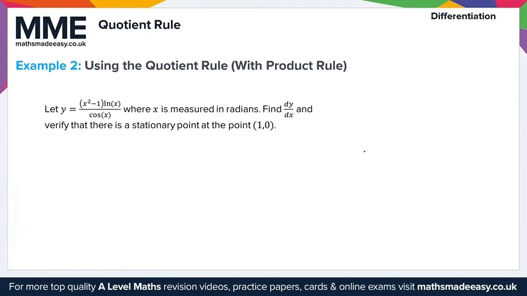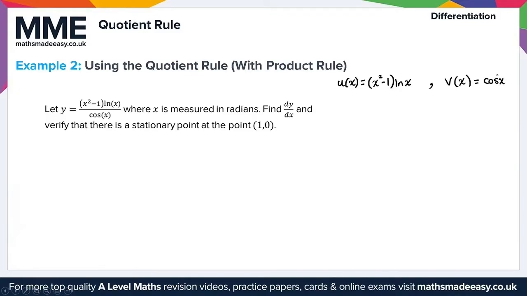So, in this case again, let's identify what u of x will be and what v of x will be. And in this case here, if we write this up here, u of x is simply going to be our numerator, which is x squared minus 1 times by ln of x. Okay, and our v of x here is simply going to be our denominator, which is nice and straightforward. That's simply cos x.